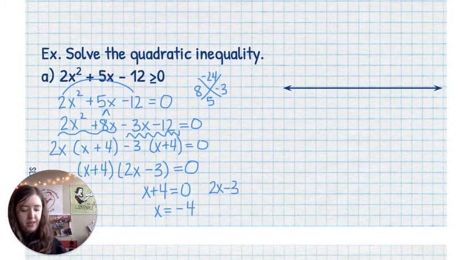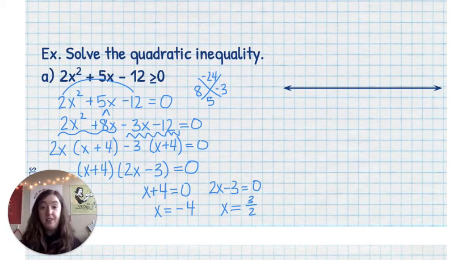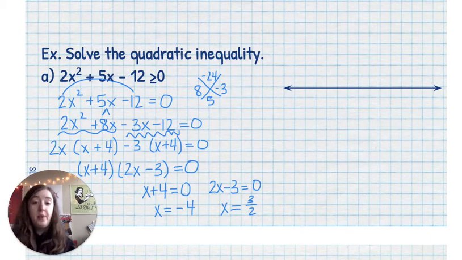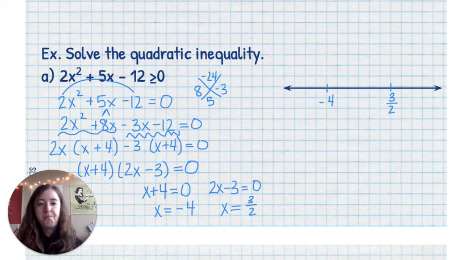2x minus 3 equals 0. So x equals 3 halves. So that's going to be my other solution. So now that we have those, we're going to put those on our number line. We've got -4. We've got 3 over 2, or 1.5.